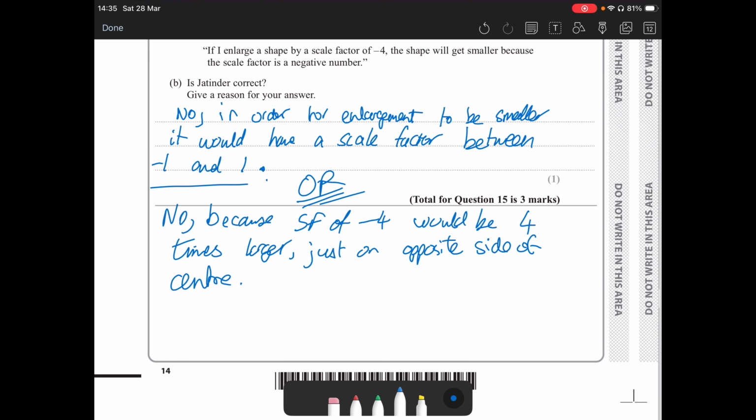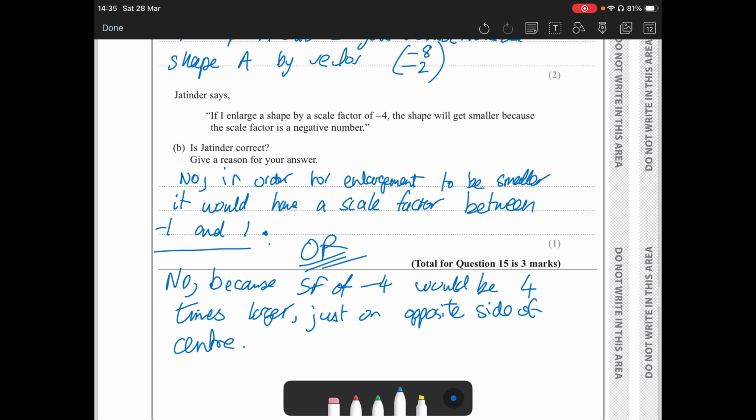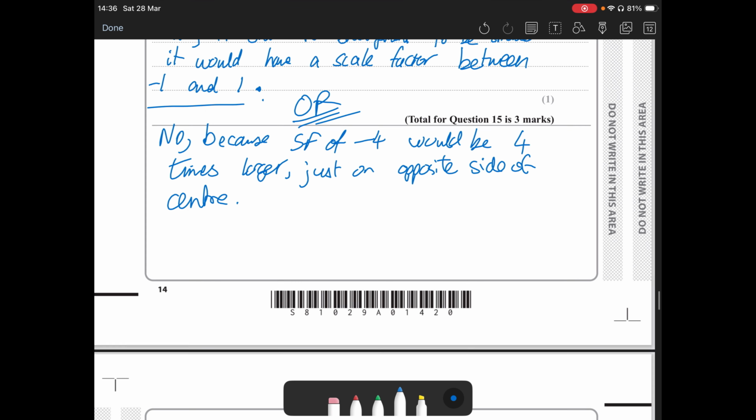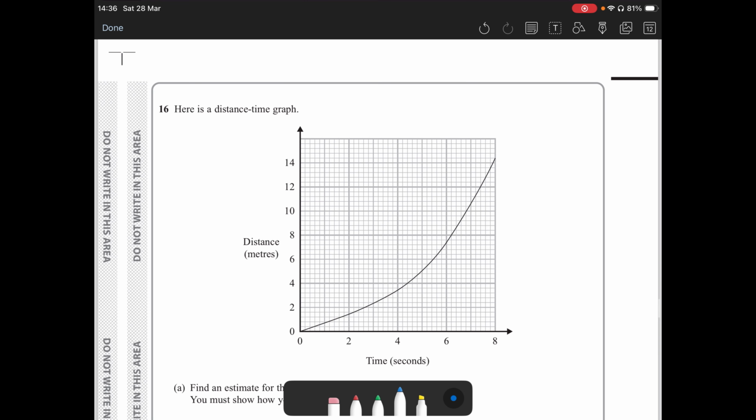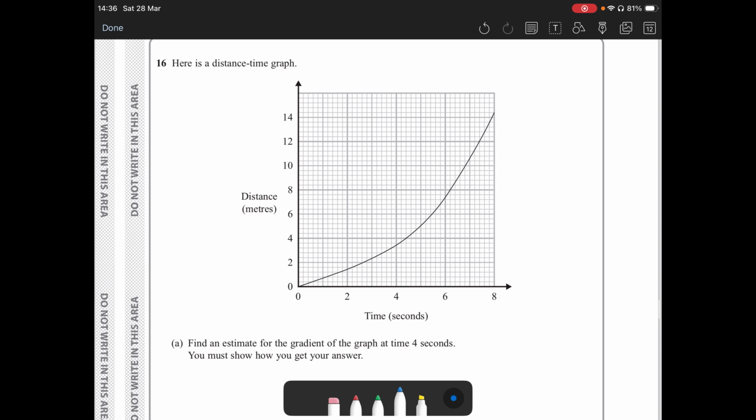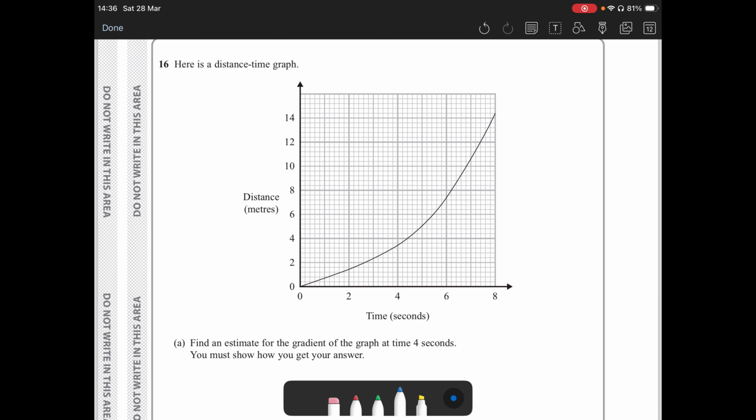So, the first reasoning is the conditions for him to be right, which clearly haven't been met in this question, because -4 is not between -1 and 1. Or you could say, well, he's wrong because if we follow through this, it would actually be a bigger triangle. So both of those are fine. But yeah, you have to say he's wrong or no or something to that effect. You can't just say it's bigger. You've got to say yes or no, basically.